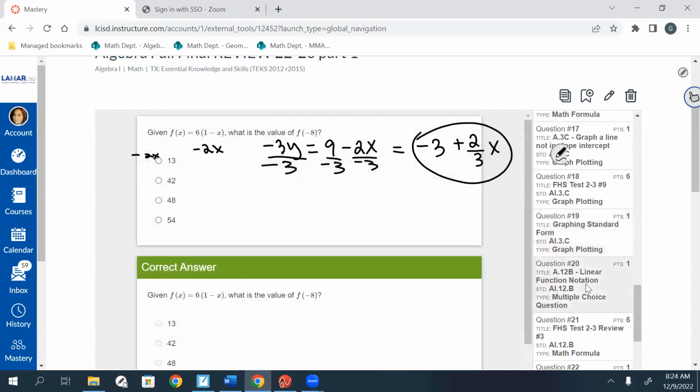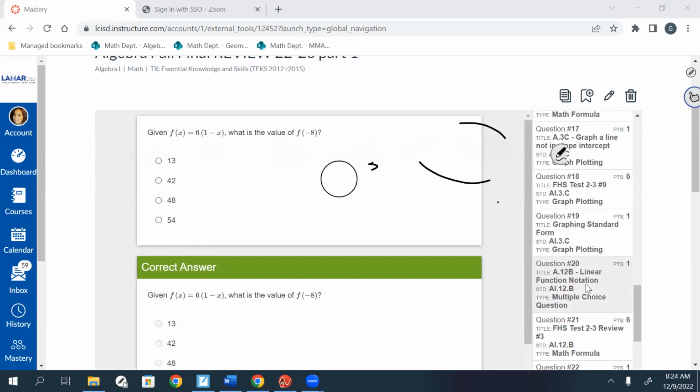All right, next one, function notation. So this one is actually really easy. They say, given that f of x is 6 times 1 minus x, what is the value of f of negative 8? So all you have to do is look in your equation, and everywhere that you see x, you're going to replace x with a negative 8, but you're going to put it in a pair of parentheses to help protect that negative. So 6 and then 1 and subtract.